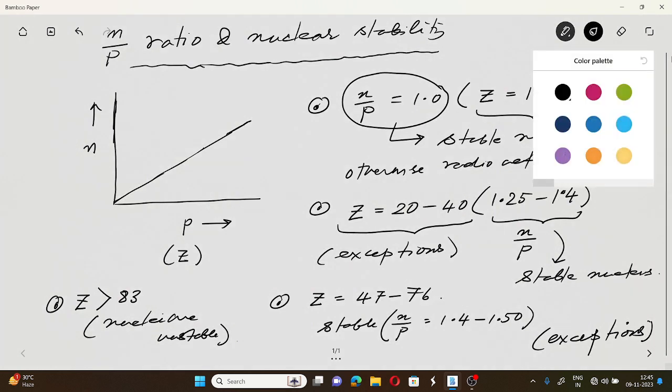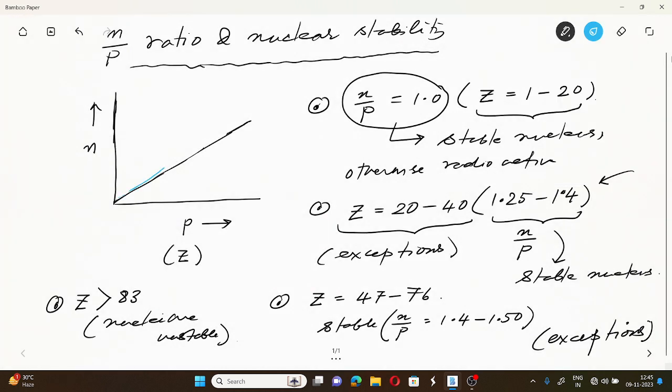So if you want to plot the stability zones, you'll find that the nature of the graph will be somewhat like this. From 1 to 20, the N by P ratio is 1.0, as shown here. After that it keeps on increasing. The stability zone, since we say zone, means a region, a range of values, which is why we use the word zone.